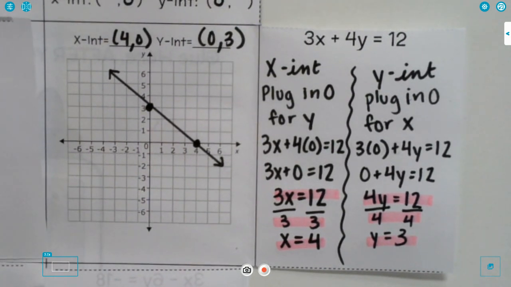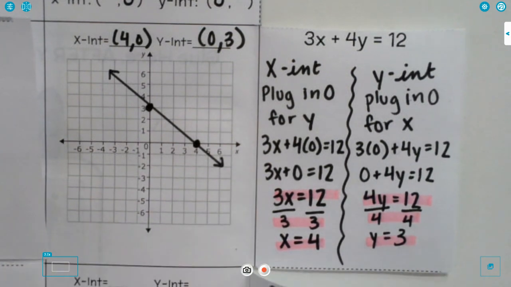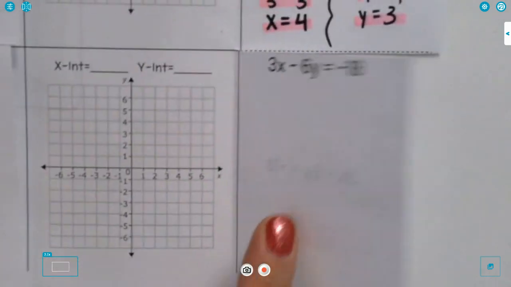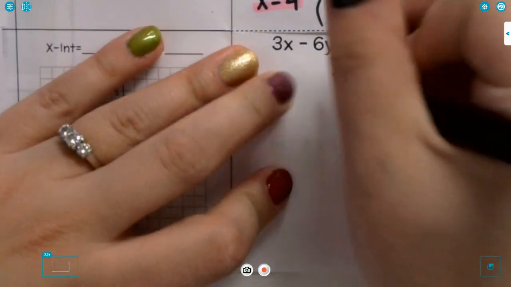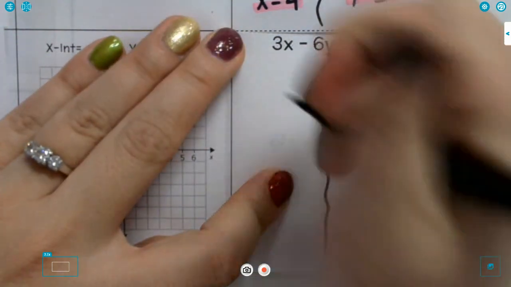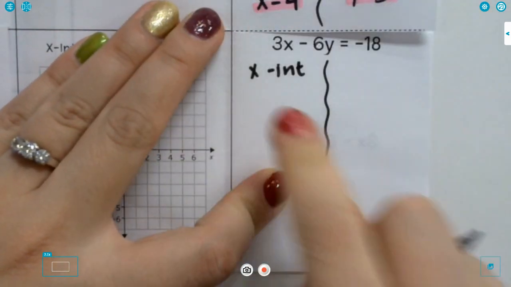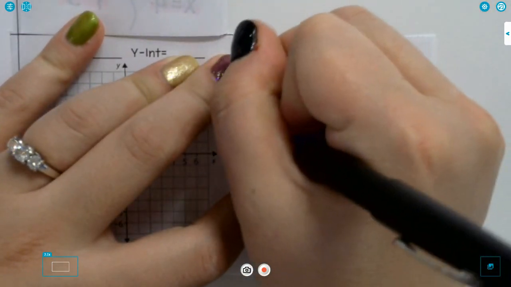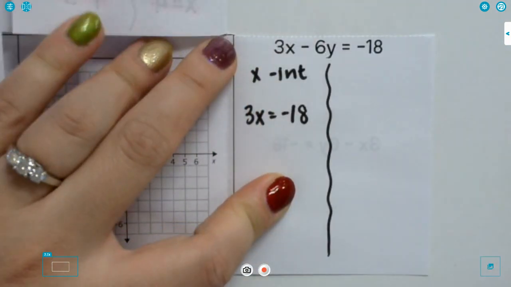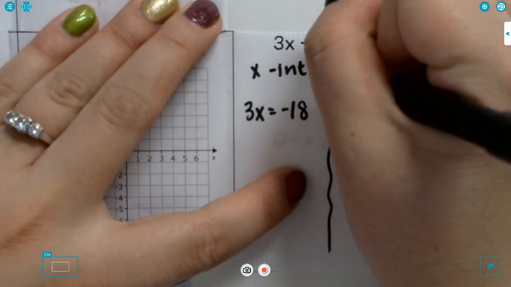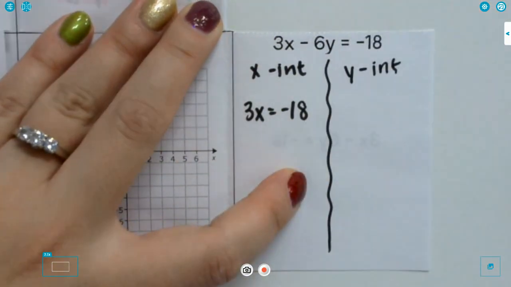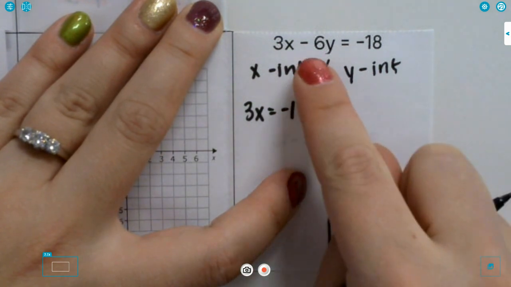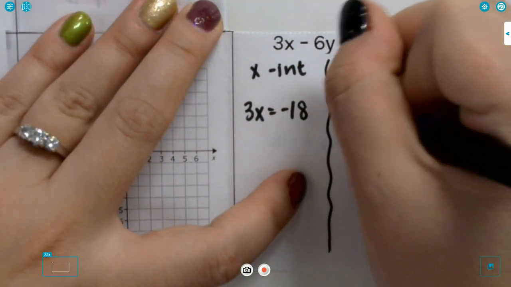Okay. Anyone need this one still? Okay. Then we'll do our one last problem, and we're going to do it the short way this time. So the short way is us being able to say, to find my x-intercept, all I have to do is 3x equals negative 18. And to find my y-intercept, all I have to do is negative 6y equals negative 18.